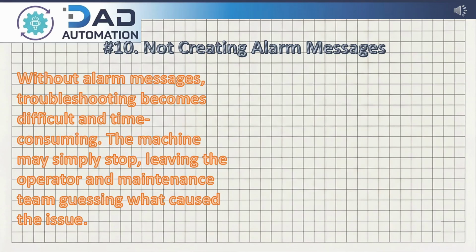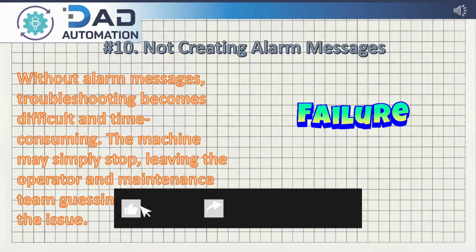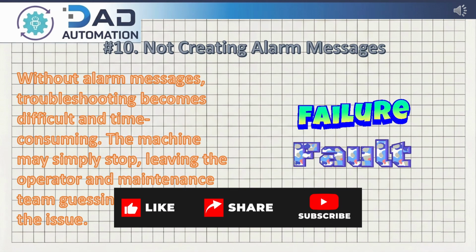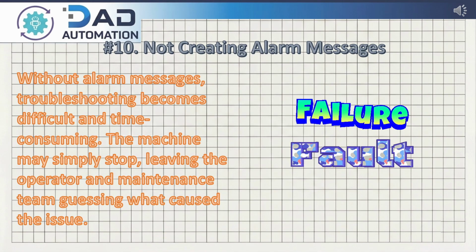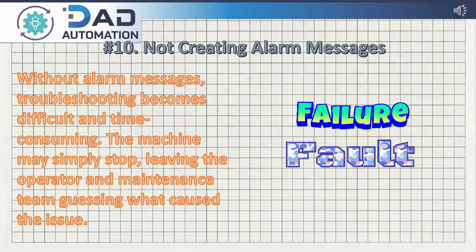For example, imagine a motor overload trips. If there is no alarm message, the operator may only see that the conveyor has stopped. They will then have to inspect the entire machine to find the fault. A much better approach is to display a clear alarm message such as "conveyor motor overload trip." This immediately tells the operator where to look and what action may be required.